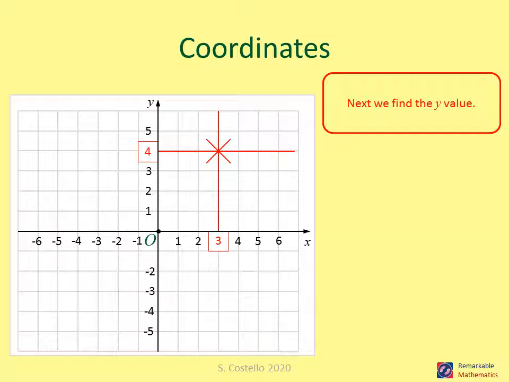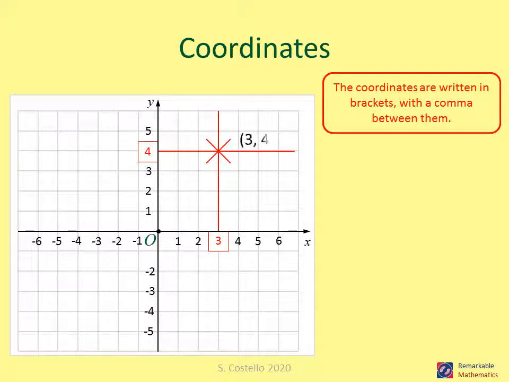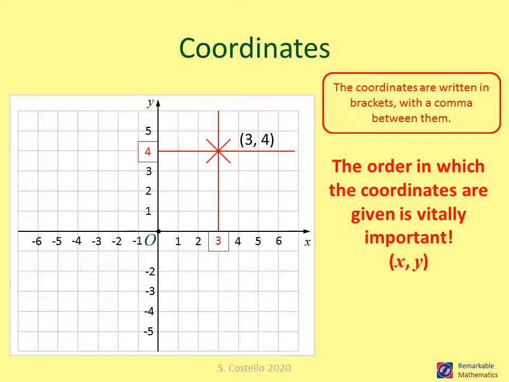So it's 4 away. The coordinates are written in brackets with a comma between them, so (3, 4). The order in which the coordinates are given is vitally important. It must go x, y. If we don't, it'll be totally incorrect and direct us to the wrong position.